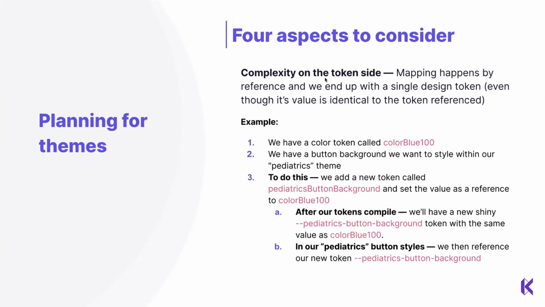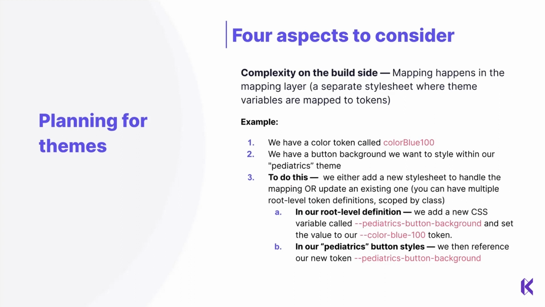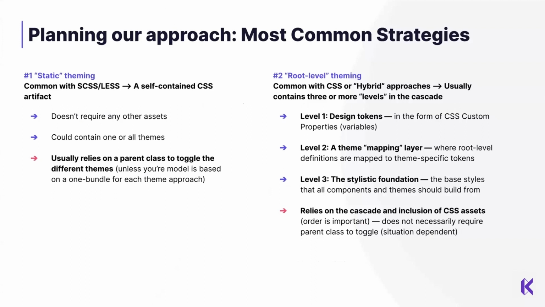The main thing I wanted to call out is that you're either going to be handling complexity on the token side or complexity on the build side. Complexity on the token side is mapping that happens by reference, and you usually end up with a single design token, even though the value is identical. Then you've also got complexity on the build side, where mapping happens in the mapping layer, which is usually a separate style sheet where the themes are and the variables are mapped. That's usually reliant on a cascade, and we'll see that in this next layout.